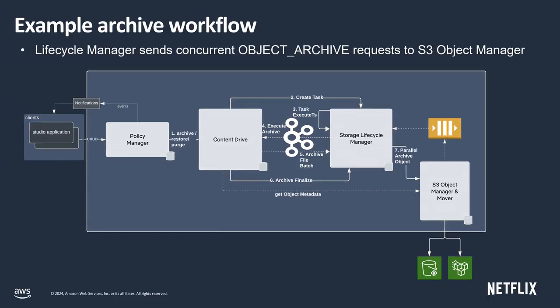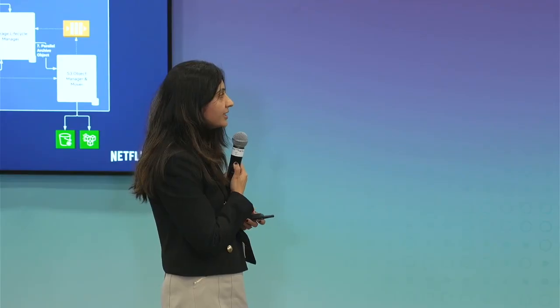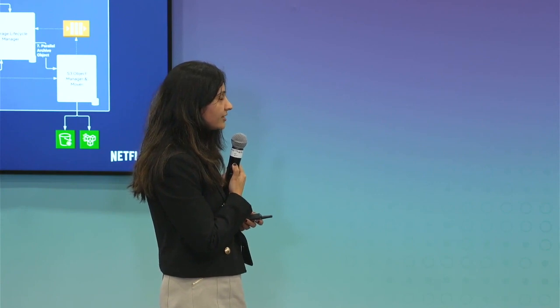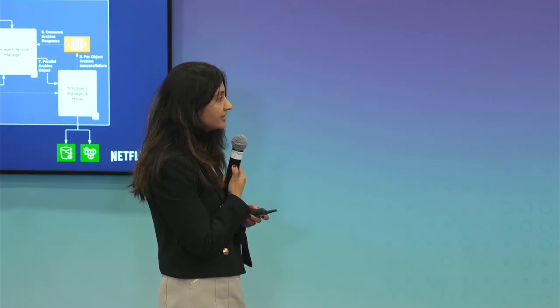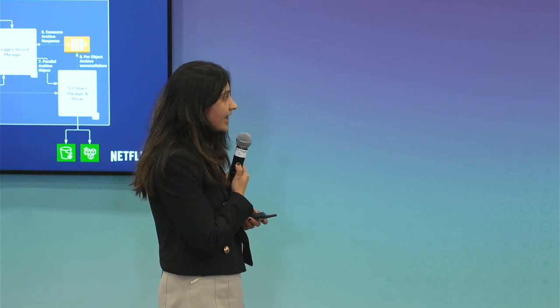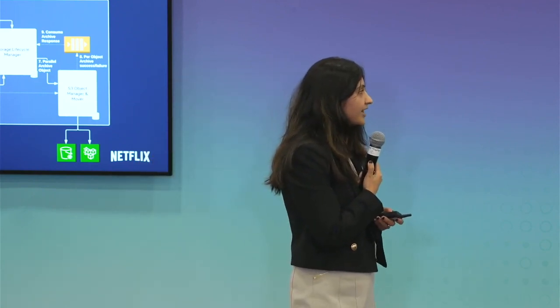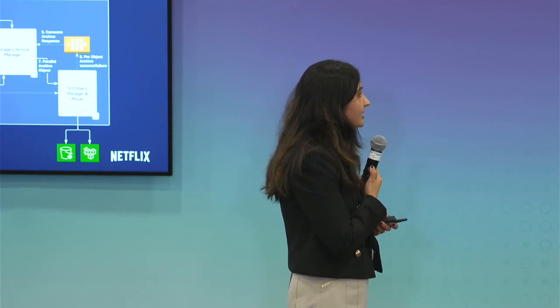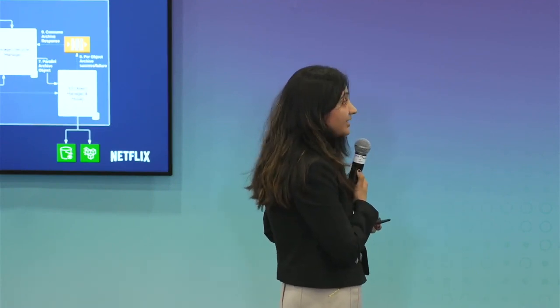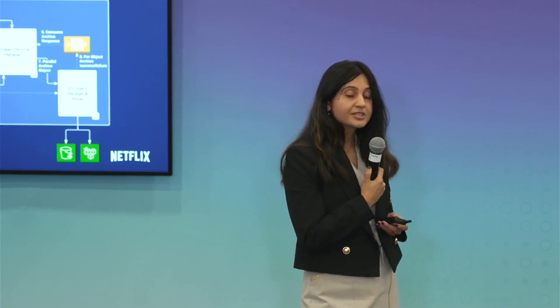Once data lifecycle manager has the list of all the files belonging to the task, it continuously sends archive object requests to our S3 object manager layer. It does that in a concurrent fashion. And along with that, our S3 object manager layer also archives those objects in a concurrent fashion. Once S3 object manager has archived certain objects, it keeps sending per object level events back to the storage lifecycle manager, indicating whether the archival of those objects was successful or not.